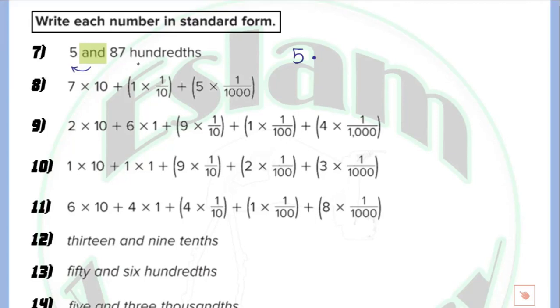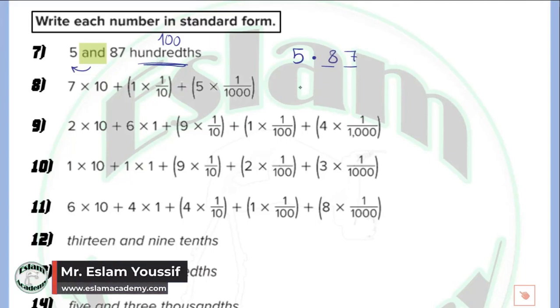87 over 100 means we have 2 digits after the decimal point, because there are 2 zeros in the 100. So I will start writing from the right, here 7 and 8. Now the number in standard form will be equal to 5.87.